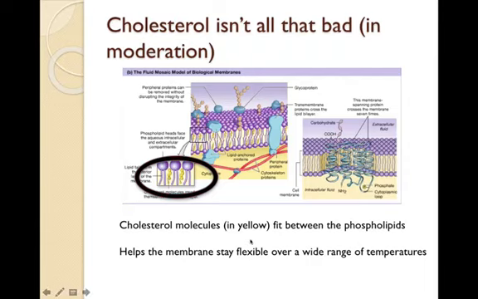So not only does it allow for the structural stability, but it also helps the membrane stay quite flexible over a wide range of temperatures. It has a higher freezing point, so it allows for the membrane to stay fairly fluid.